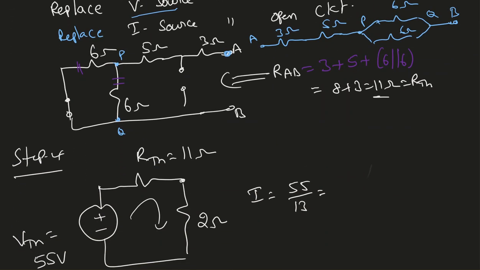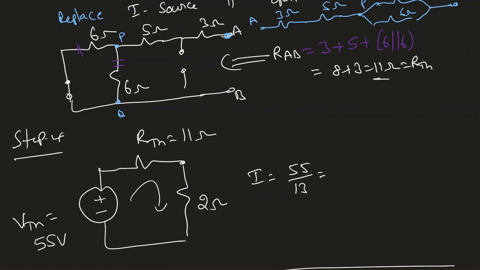Now the final step, step 4, we have the Thevenin voltage and Thevenin resistance. Now connect back the 2 ohm resistor which we replaced, and that will give us the current passing through the 2 ohm resistor. Here that current is 4.23 ampere.